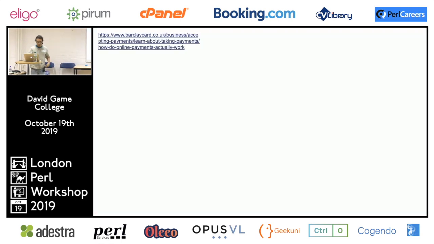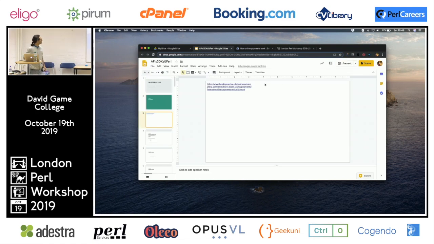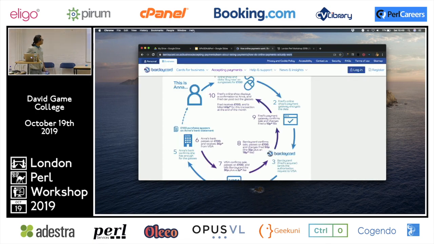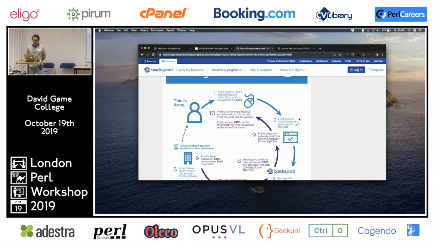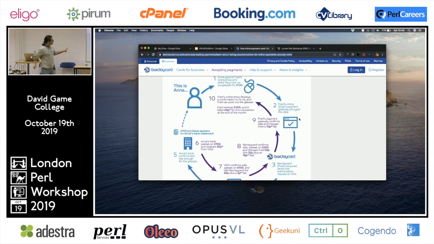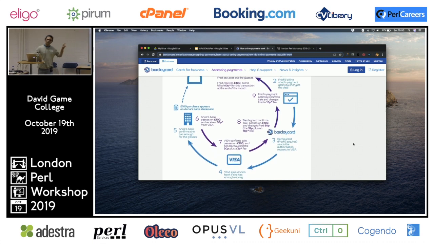Now, what does that entail? I managed to find this site here. Barclaycard isn't what I'm using for this service, but as you can see, there are 10 steps involved. So first of all, that's me, that's my site. And this is a little plugin to the page where they enter their credit card details. And that plugin talks to, in this case, Barclaycard, but we call the payment service provider, who then talks to Visa, or whoever's card it is that the person is using, who then talks to the bank.